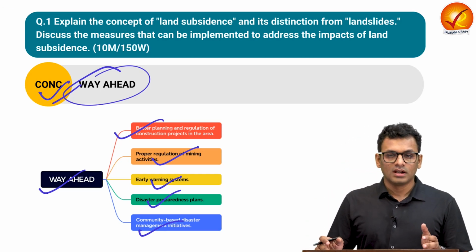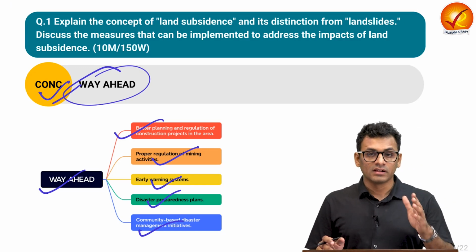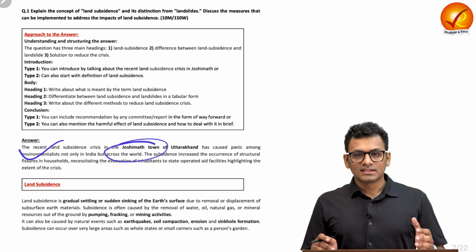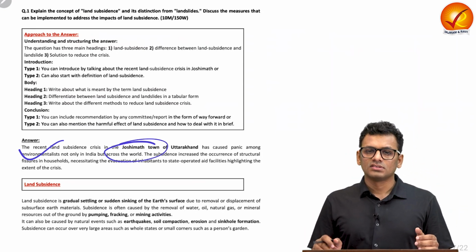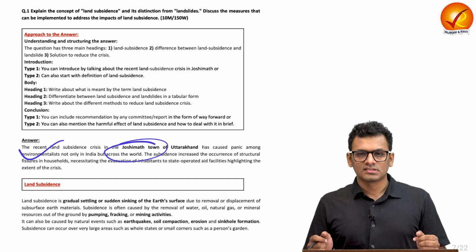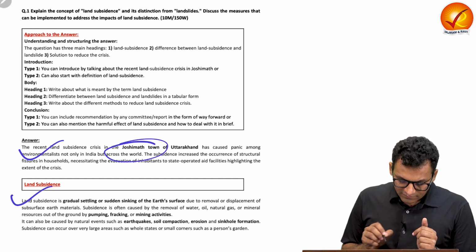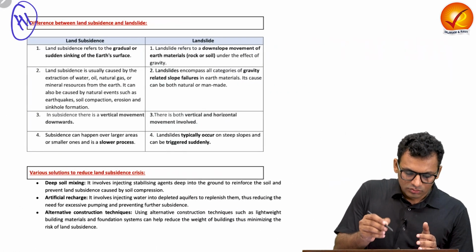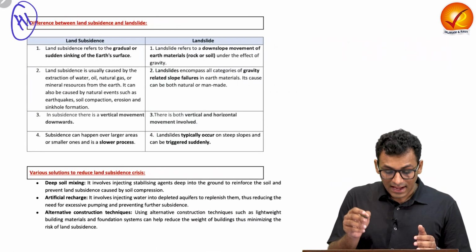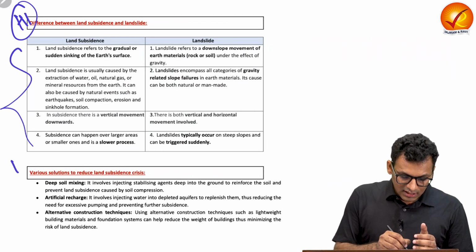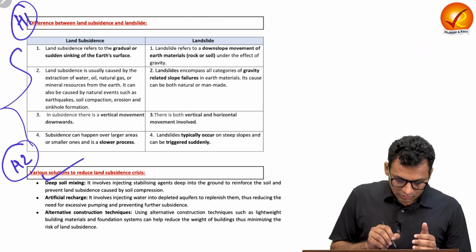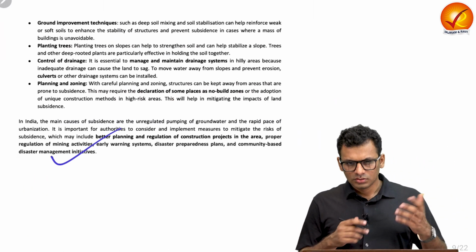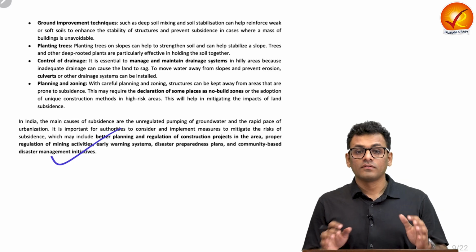Let us move on to the model answer and understand how we can inculcate the same in our answer writing practice. In the introduction, you can give context with respect to land subsidence, and talk about a recent disaster at a certain region. Next, you can give a definition of the same. In heading 1 of the body, you can provide the difference between land subsidence and landslide and provide the proof points. In heading 2, you can provide various solutions along with proof points, and lastly, in the conclusion, you can provide way-ahead points. So this is all for question number 1.